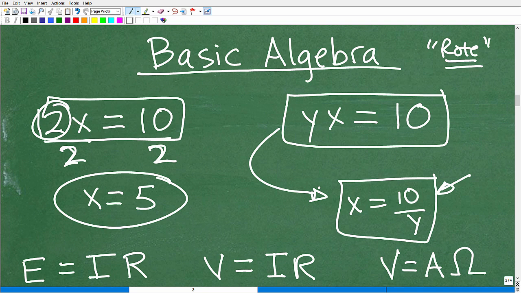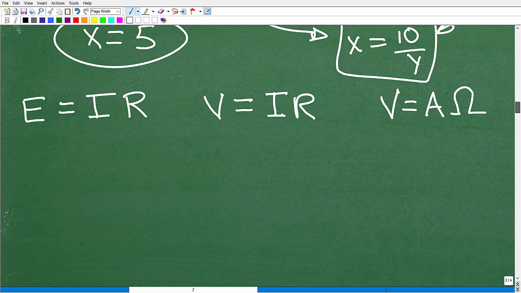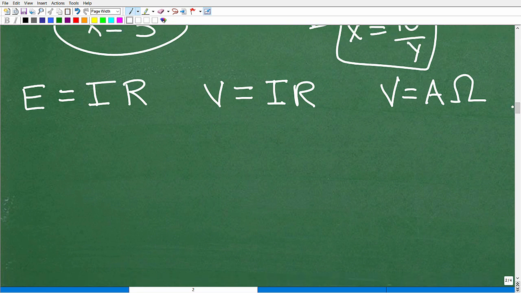So this is the key to working with Ohm's law. So let's go down here real quick. And these are different variations of Ohm's law. E equals IR, a very common way of writing it. And then we have volts equals IR. It's another way. You can also see volts equals amps times ohms. But basically it's still voltage equals current times resistance.